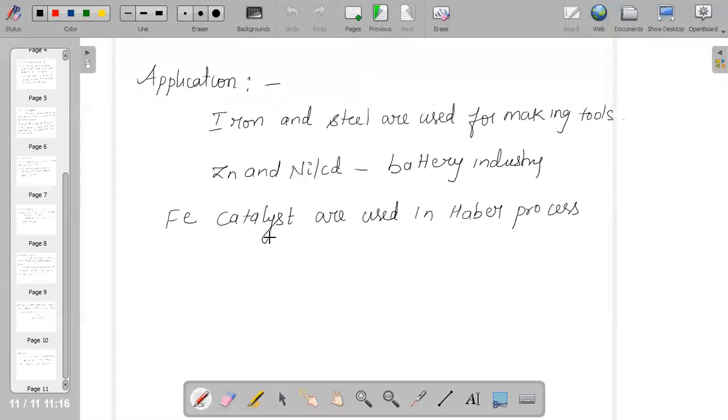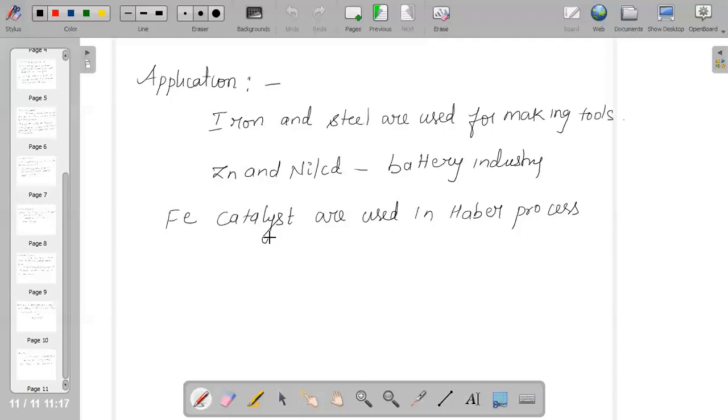Iron is used as a catalyst in the Haber process for the production of ammonia. Nickel is useful in polymerization of alkynes and other organic compounds like benzene. So when we talk about each element, there are certain applications for it. And that is what we have about our d and f block elements.